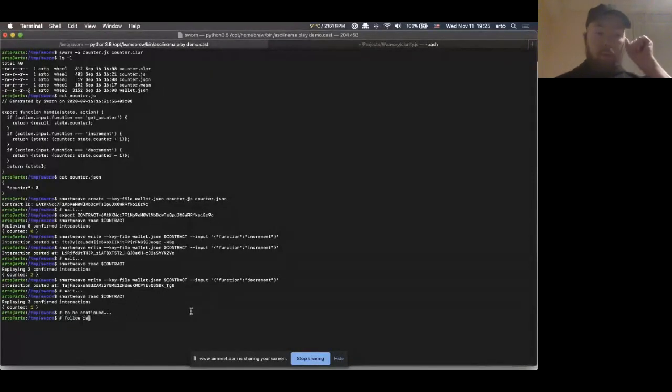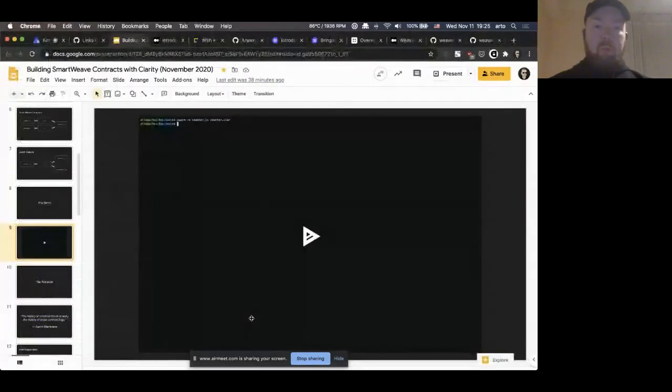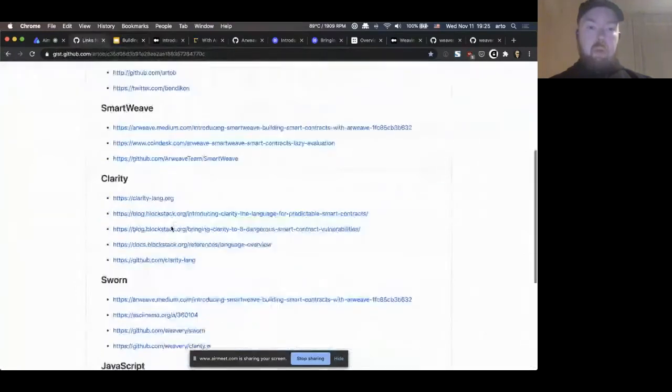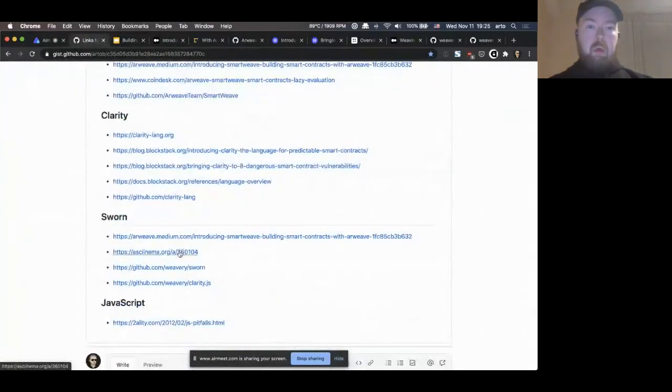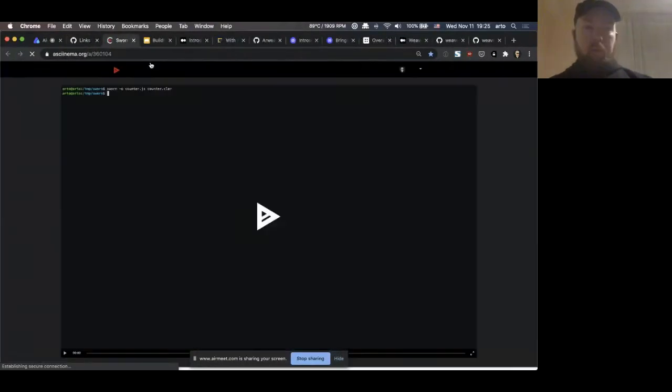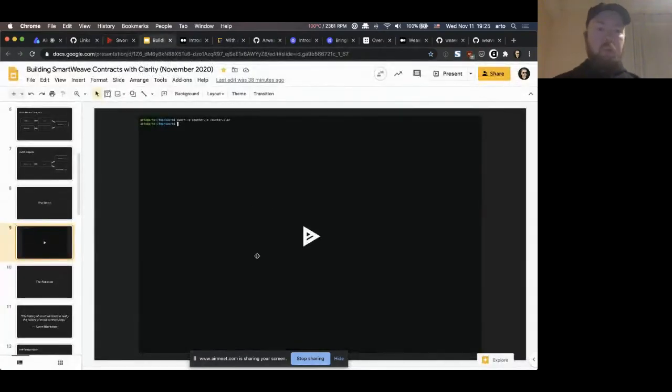So that's a very super simple demo of how to use it. And if this was too fast, I don't really have a pause button here when I'm playing this back. If this was too fast, then you can find the same demo in the links. So we have on Asciinema the same screencast, and there you have a pause button, which might help.